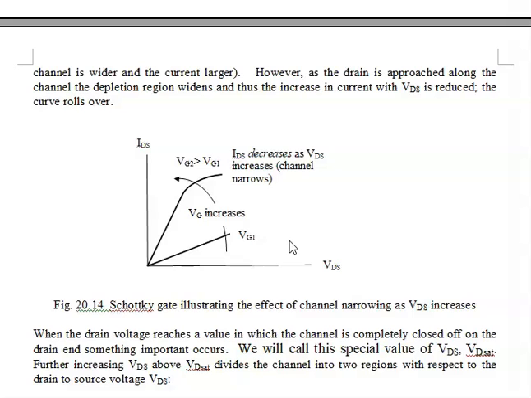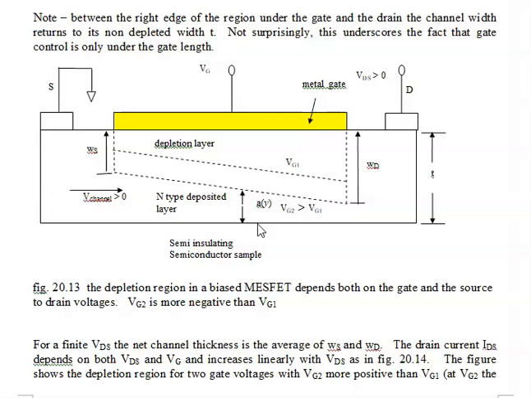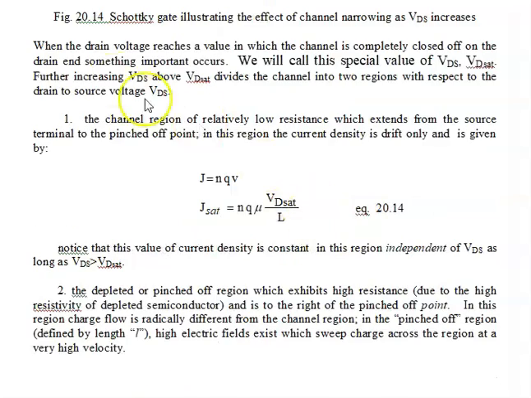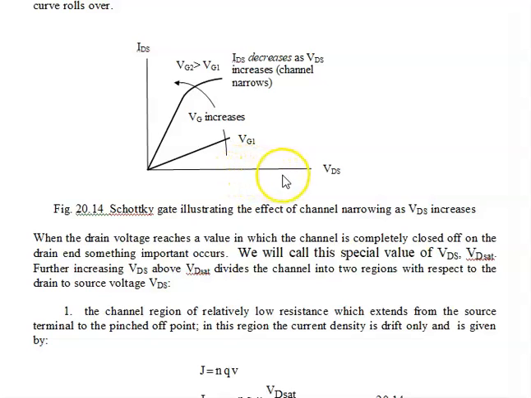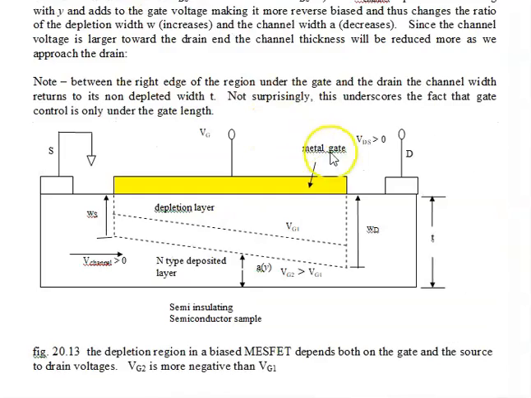So if you look at the IV characteristics, especially this curve right here, VG2, we find as we increase the source to drain voltage, the curve tends to flatten out. And that's exactly what we're seeing here. So now if we increase the VDS, keep making it bigger and bigger and bigger, we get to a point where the channel can be completely closed off at the drain, only at the drain.